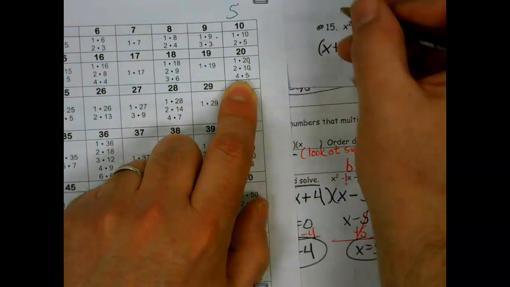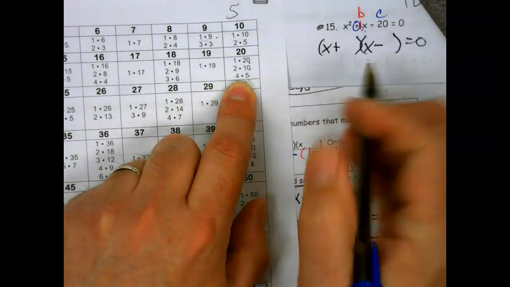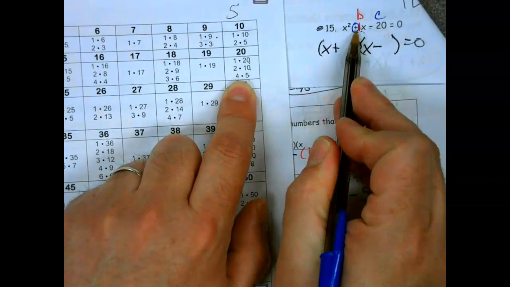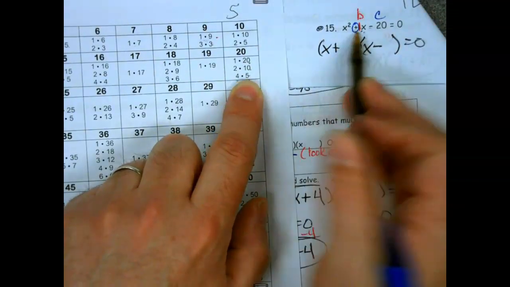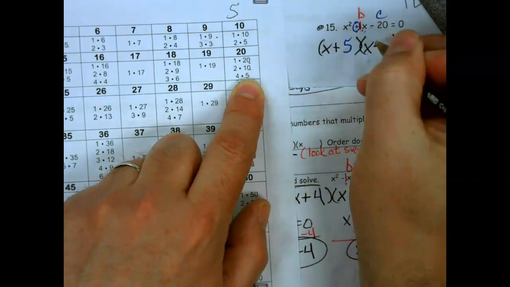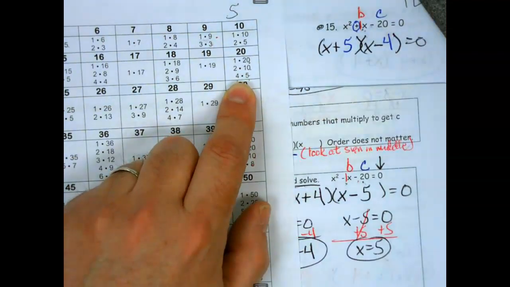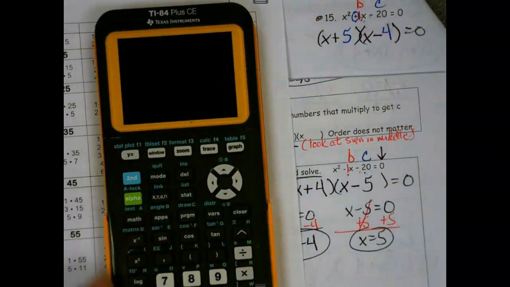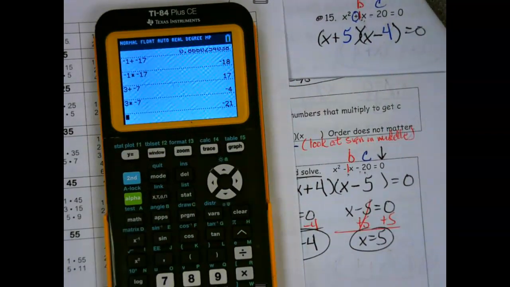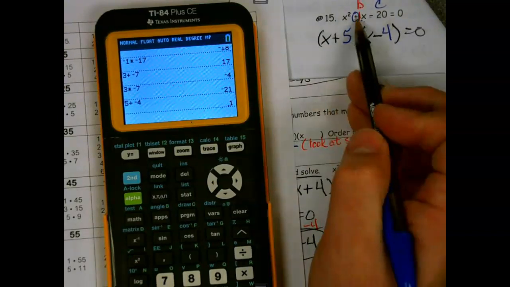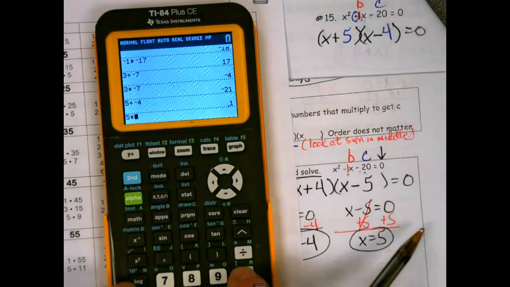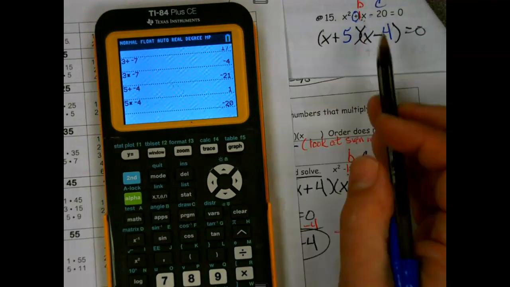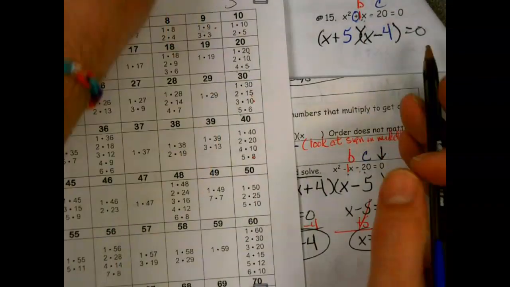So now, which one is which? That's the sign of the bigger one. So the 5 gets the positive, the 4 gets the negative. Because again, I can even check if I want to. And if I screw up the signs, I just flip them. Is 5 plus negative 4 the number in the middle? It does. Does 5 times negative 4 get me the number on the outside? It does.